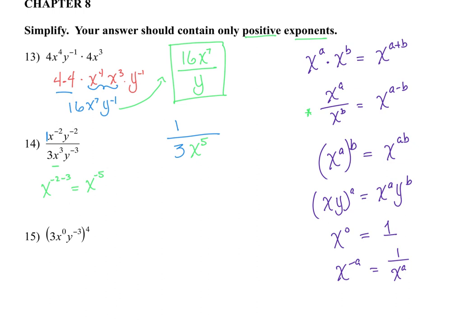Then I have my y's. I'm going to do the same thing there. Y to the -2 minus a -3. -2 minus a -3 is plus a +3. So that's y to what power? Y to the 1st power. That's positive. Where's my y going to go? On the top. All right? You don't have to list that 1 if you don't want to. So your final answer here would look like this: y over 3 x to the 5th. You are done.